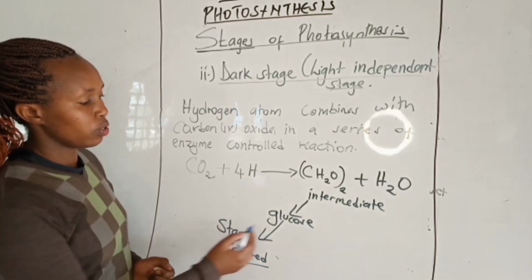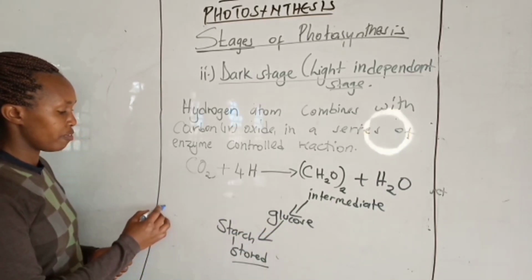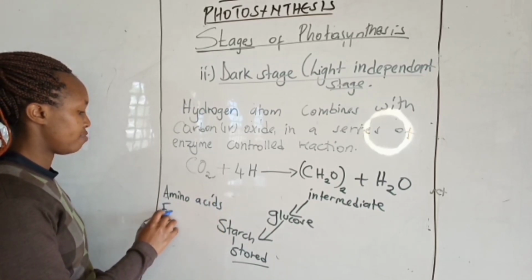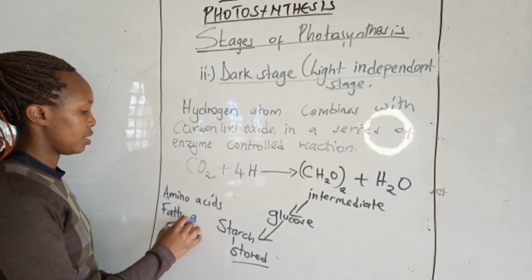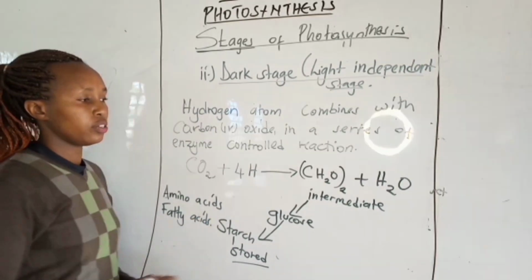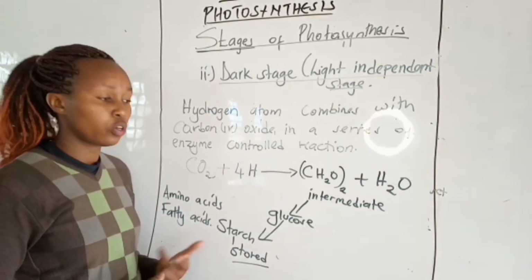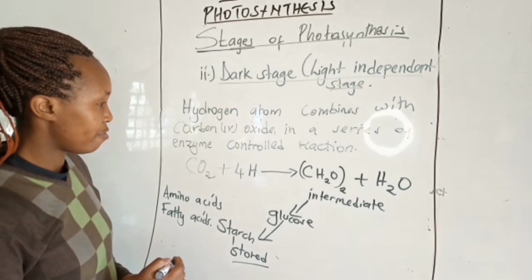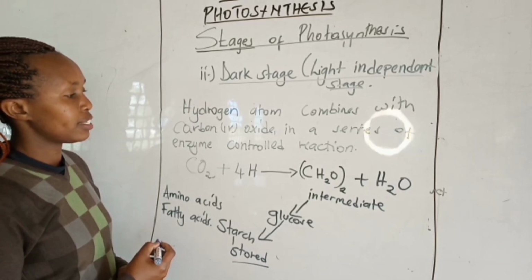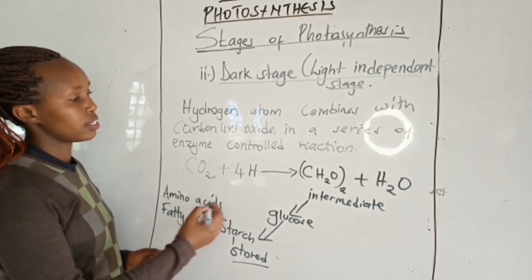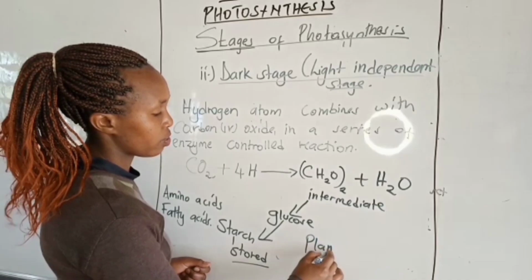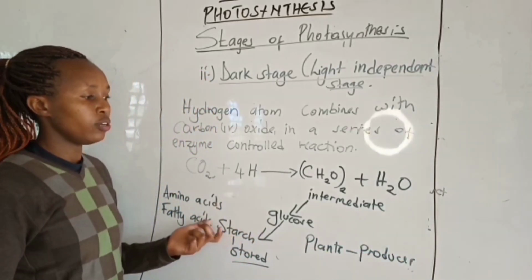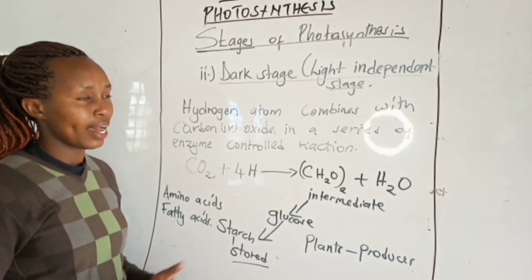Apart from carbohydrates, other things that can be formed, we have amino acids, and we also have fatty acids. So these products are then going to be consumed by other organisms like animals, and therefore we consider plants to be producers. Plants are considered to be producers because they are the ones that are going to make the food, and that food is going to be used by animals.